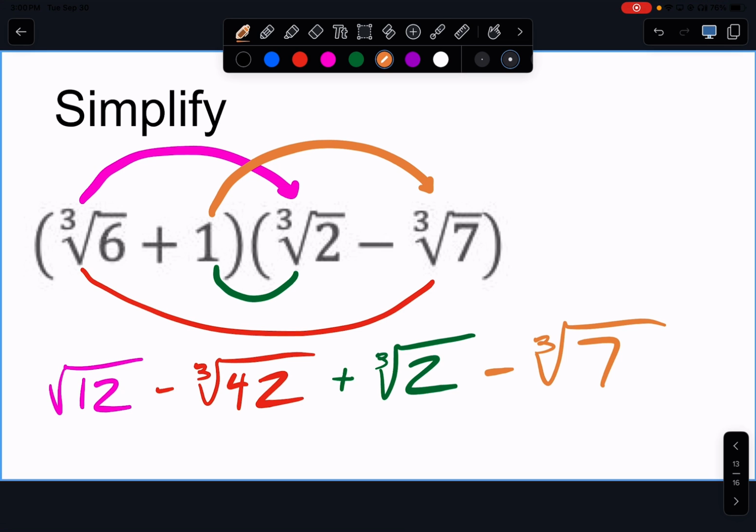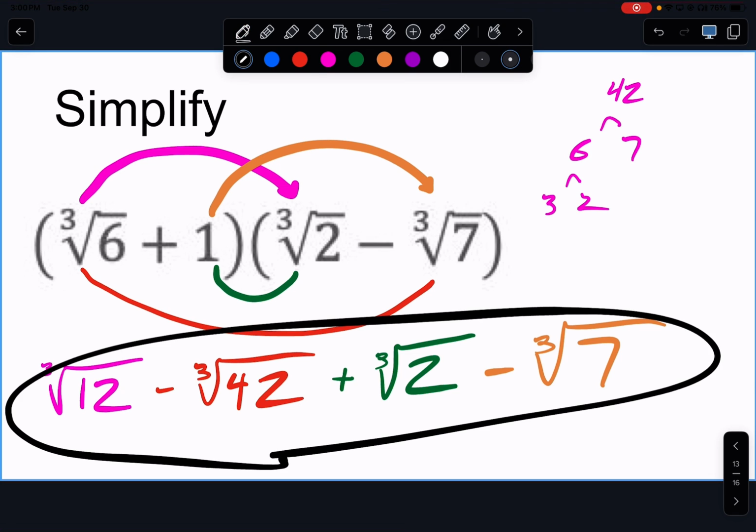So now we have 4 terms. I forgot my cube on this one. Cube root of 12. Think any of those can be simplified? 42 seems like it would be able to, right? But we're talking about cube roots. 42, 6 and 7, 3 and 2. Do we get any groups of 3? No, we don't. None of these can be simplified. This is our final answer. That's it.